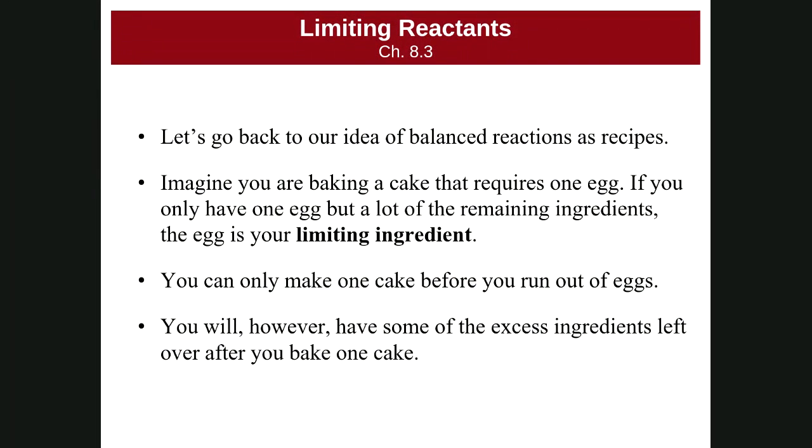So imagine you're baking a cake that requires 1 egg. So your recipe says 1 egg. You only have 1 egg in your fridge. So I guess you ate all the other ones in some omelets or something. So if you only have 1 egg, but you have a lot of all the other things, then the egg is your limiting ingredient.